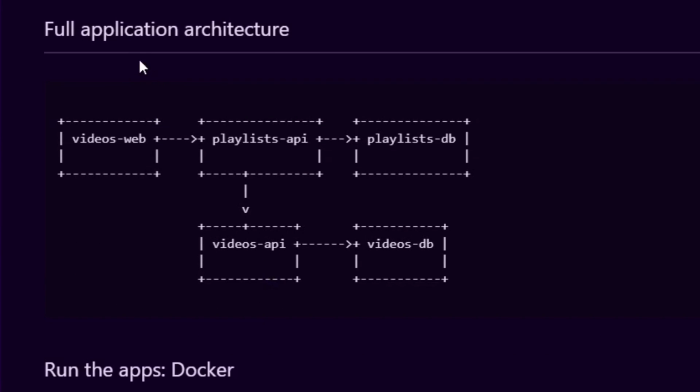So if we take a look at the full application architecture, we have the Videos Web makes a call to the playlist API, which loads up all the playlists from its database. For each one of the videos in the playlist, it makes a subsequent call to the Videos API, which loads up the data from a videos database.